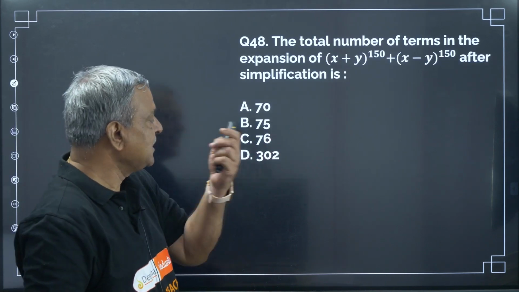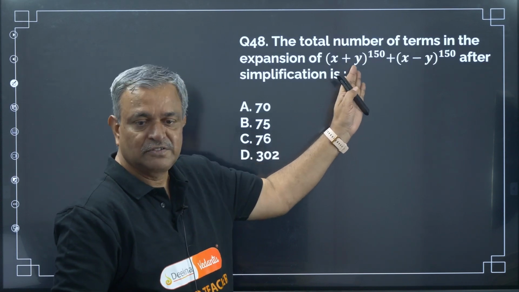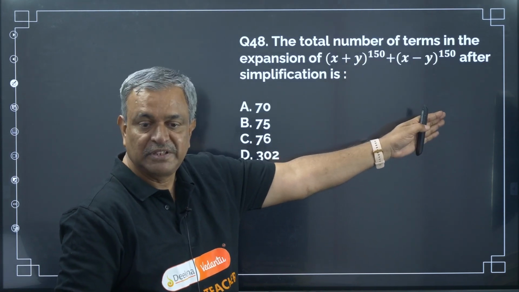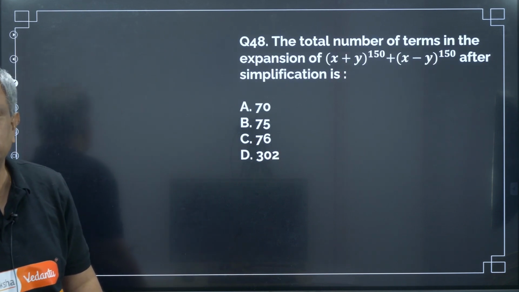We have done this earlier also. This is (x + 5)^150 + (x − 5)^150. There will be 151 terms, and all odd terms will cancel. Can you guess how many terms will remain?